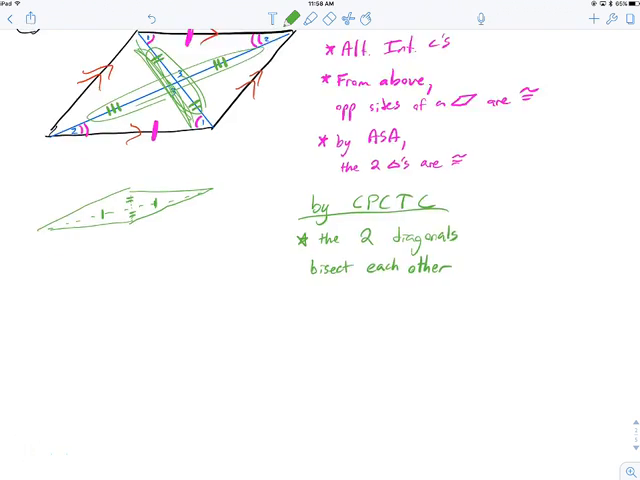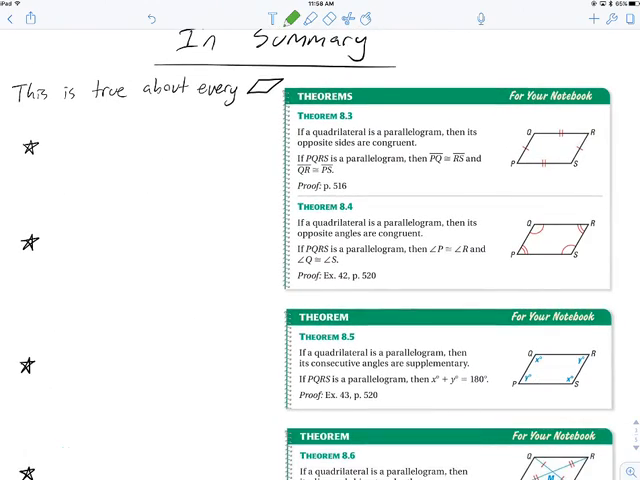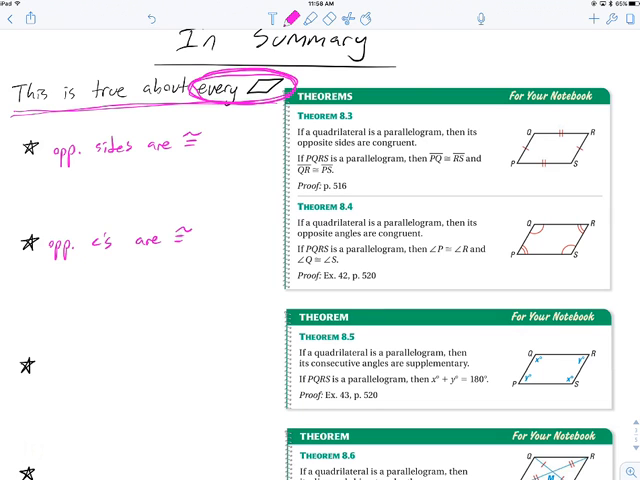Okay, so let's go down here and summarize that. So in summary, this is true about every parallelogram. We just drew any parallelogram and proved these three things. So the first one is the opposite sides of the parallelogram are always congruent. Okay? We also know that the opposite angles must be congruent.